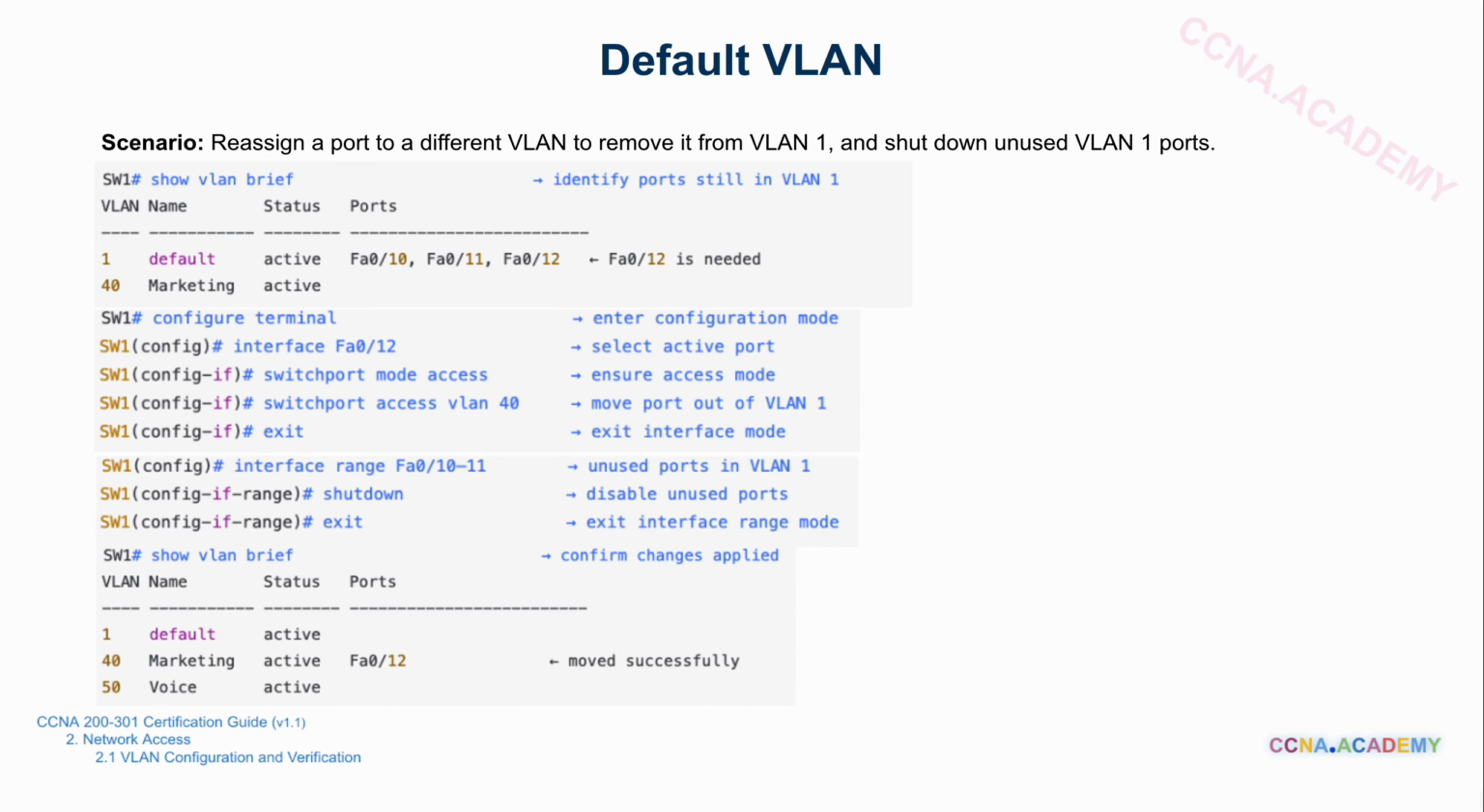Finally, we display the VLAN table again to confirm the changes. The output shows the active port now assigned to VLAN 40 and the unused ports no longer active, confirming that VLAN 1 is no longer used for end devices.